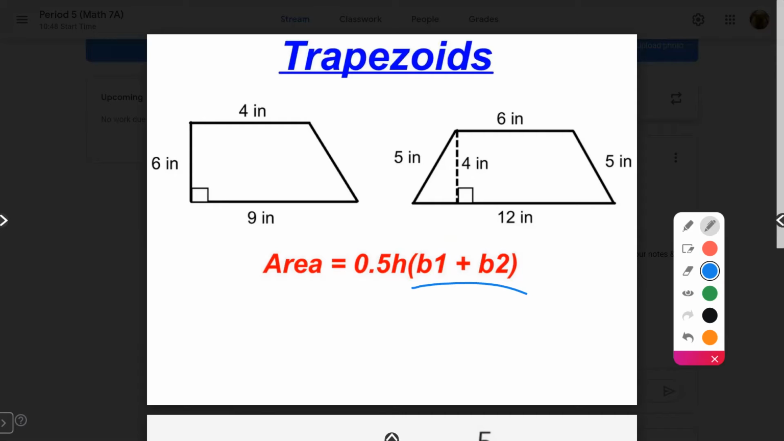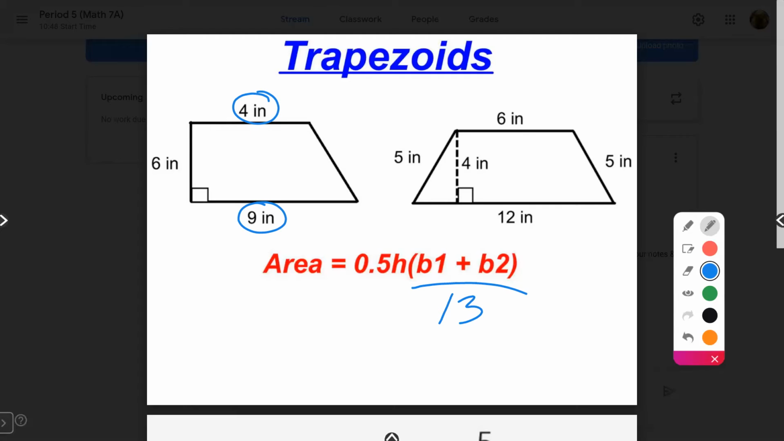So let's look at the example first on the left-hand side. The B1 and the B2 are always represented as the two sides of the trapezoid that are parallel. Now, this is the most important part. Let me say this again. The two sides of a trapezoid that are parallel are the B1 and the B2. It doesn't matter which one you call B1, and it doesn't matter which one you call B2. But when you identify the two parallel sides, you want to take them and add them up, because that right there is the key piece.